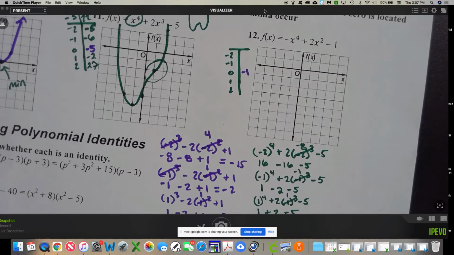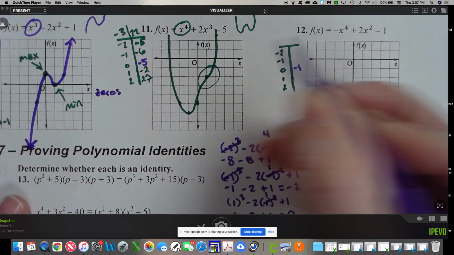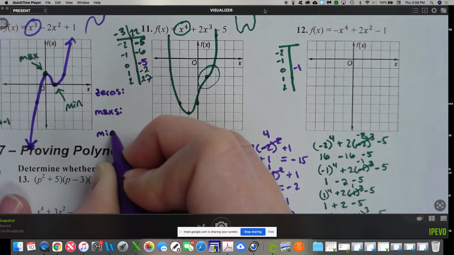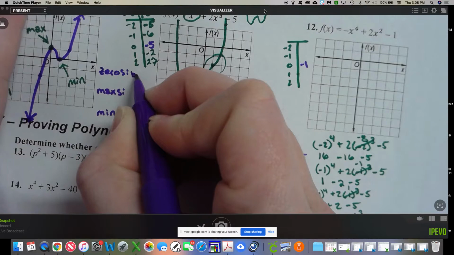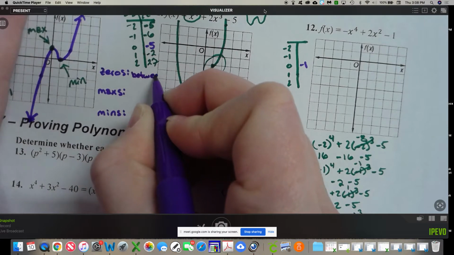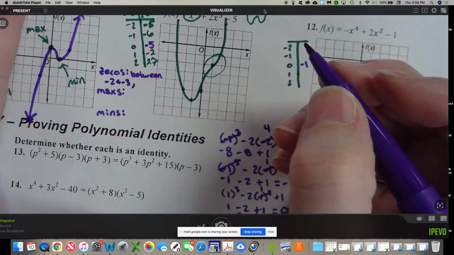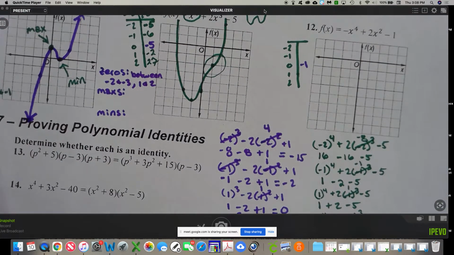Okay, let's figure out the things that we need to label. We need to label the zeros, the maxes, and mins. It's like an awkward parabola on the one side. How many zeros does he have? Two, and they are between -3 and -2, and between 1 and 2. That'll work. Okay, maxes?